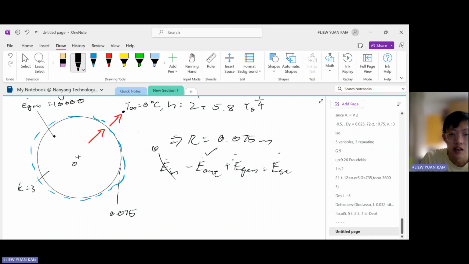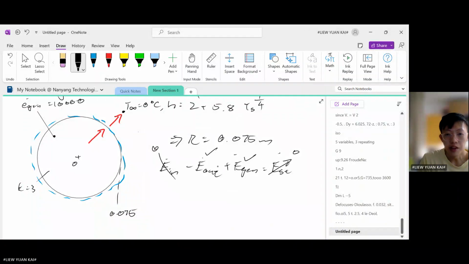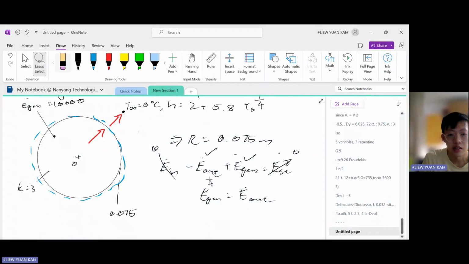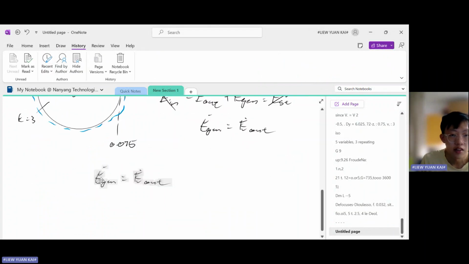We know there is energy going out. We know there's energy being generated, and because this is a steady state problem, the stored energy will be 0. So you rearrange this, and you get E gen is equal to E out. Now let us substitute what we know to satisfy E gen equals E out.